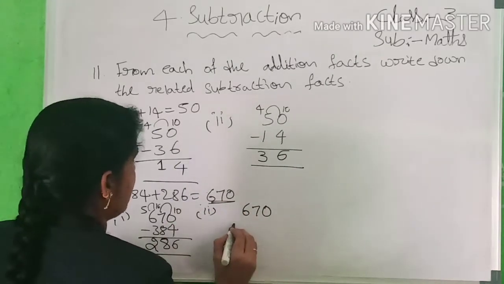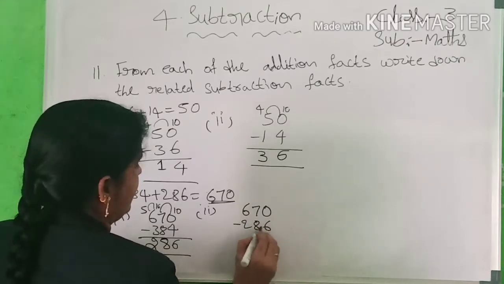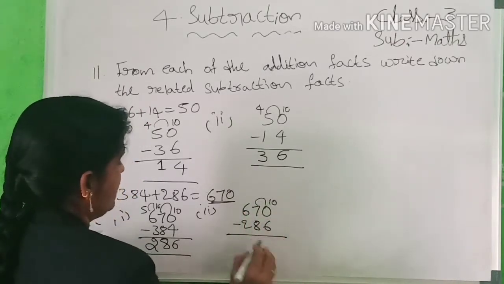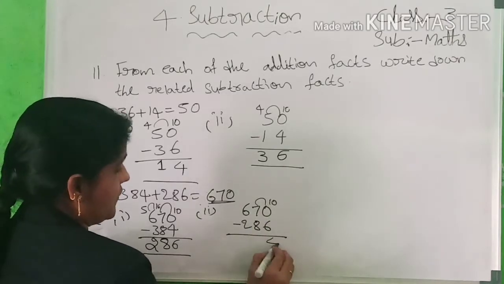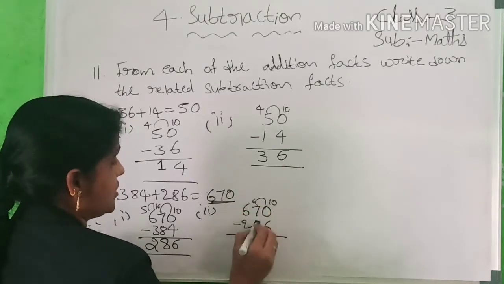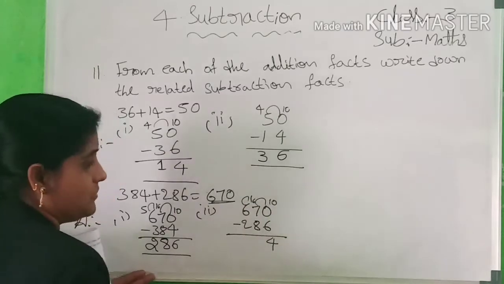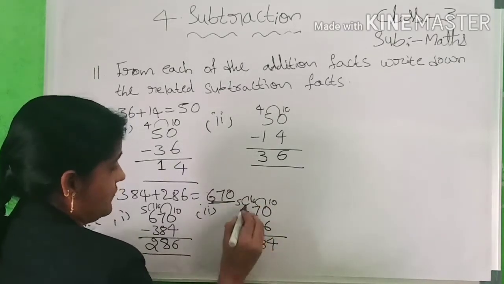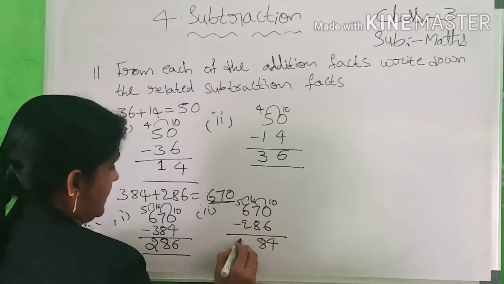Next, second one. 672, remove the second addend. Now take regrouping 10. 10 to 6 going time 4. Now here 6 to 8 not going. Taking regrouping 16. Here 5. 16 to 8 going time 8. 5 to 2 going time 3.